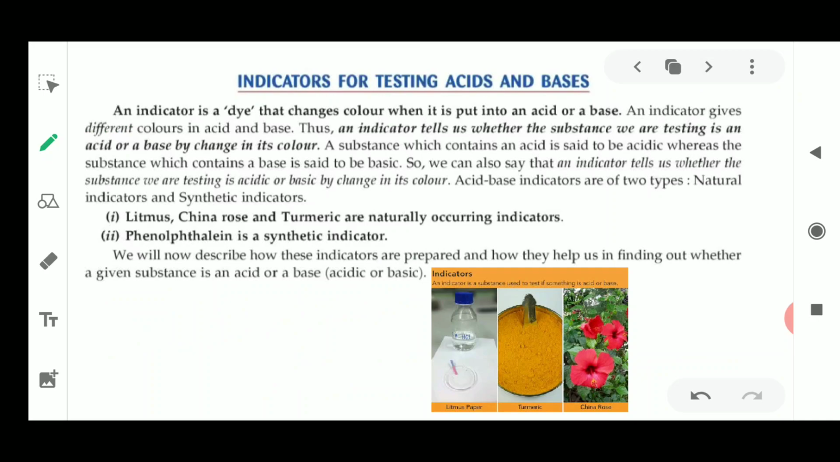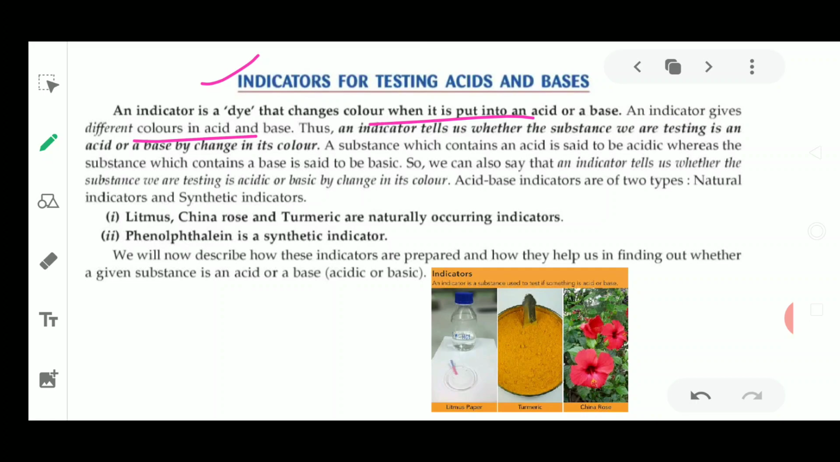Now we go on to the testing of acids and bases with the help of these indicators. An indicator is a dye. It is a chemical of a special kind that changes its color when it is put into an acid or a base. These chemicals have a very peculiar and beautiful characteristic of changing color when added into acids or bases. So indicators give different colors in acids and bases.